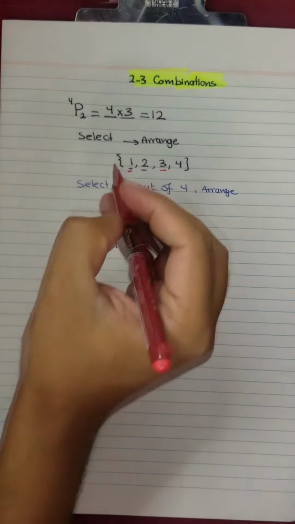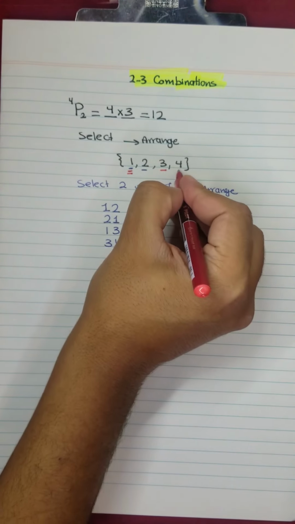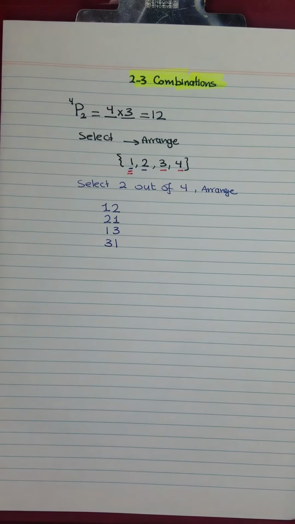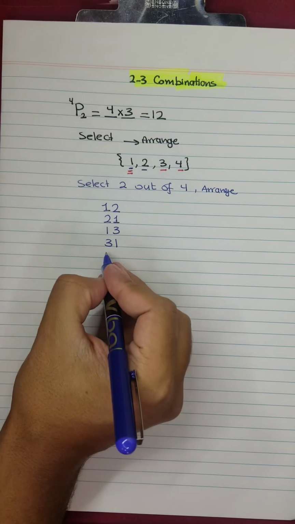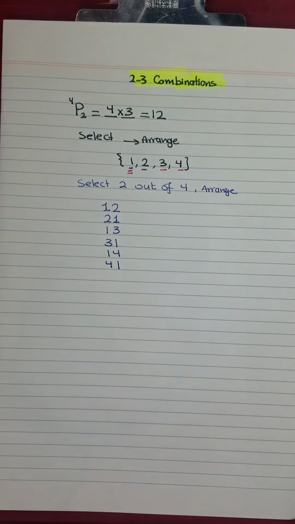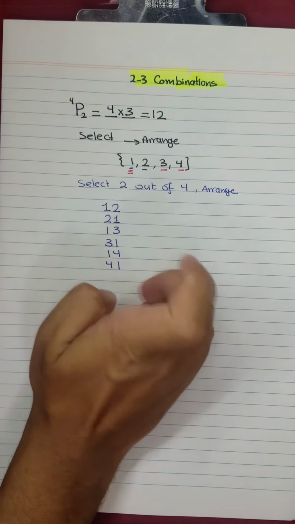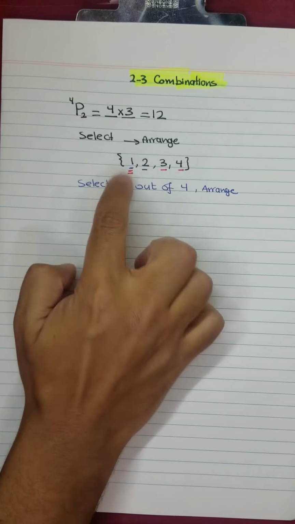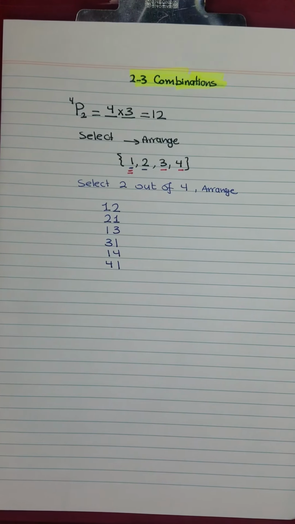Okay, what if we select 1 and 4? Now if we select 1 and 4, we will get either 14 or 41. And in permutations, we cannot repeat. Always remember that we cannot repeat in permutations. Now we've selected the one with the 2, the one with the 3, and the one with the 4. So I think we're done with the 1.